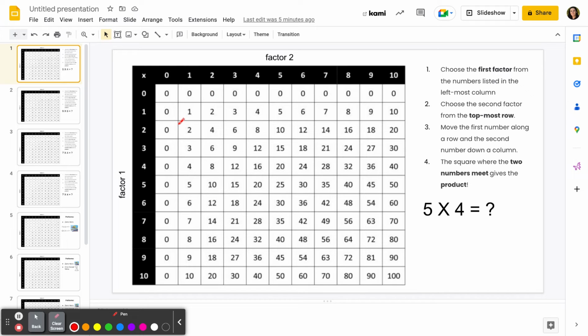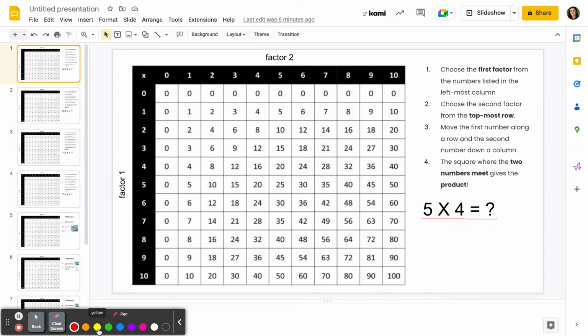We can use the multiplication table to help us notice patterns with our twos, which we're working on, our ones, which we're working on, our zeros, and our fives and our tens. And like I said, it's a helpful tool for learning multiplication facts. So let me show you how I use the multiplication table to solve the problem 5 times 4.